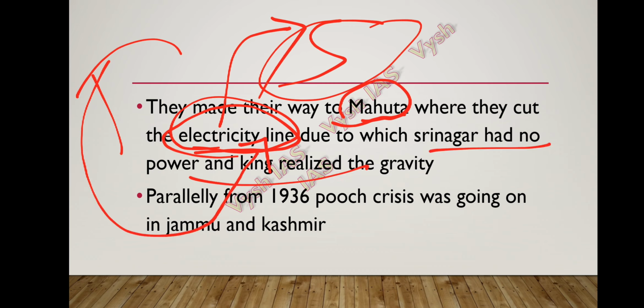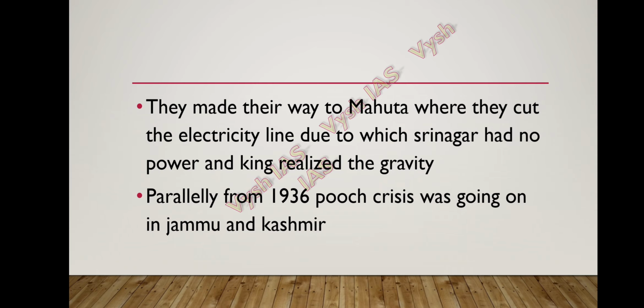cut in Srinagar. Srinagar didn't have any power that day because of the electricity line cut by these tribal people in Mahuta. Because of the gravity of the situation, the king realized that some outsiders had entered Jammu and Kashmir illegally. Because of this act, he realized there is gravity in the situation.